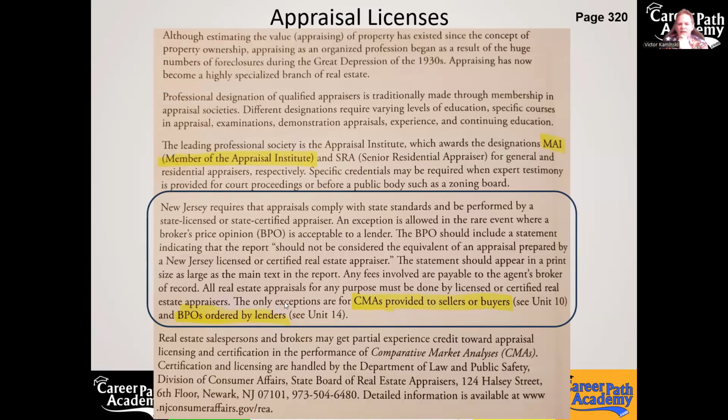You could actually get credit towards getting an appraiser license by doing a bunch of CMAs over your career as real estate agents. I don't know exactly how that works, but if you want more information about the profession of appraising, you could go to www.njconsumeraffairs.gov/REA for real estate appraising. All right.